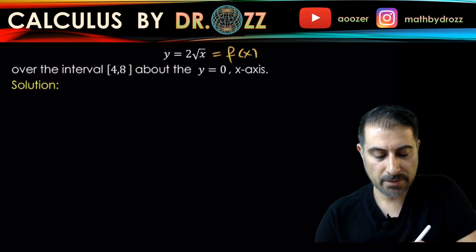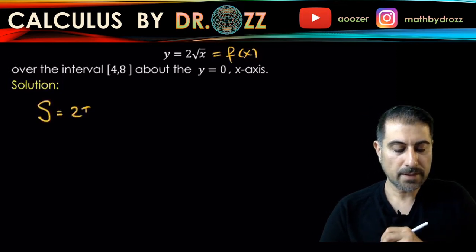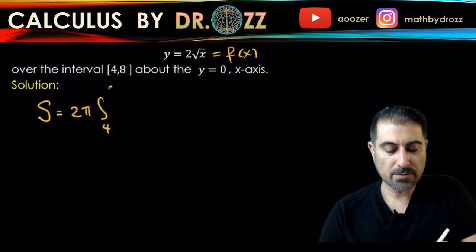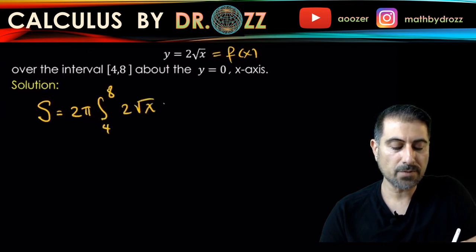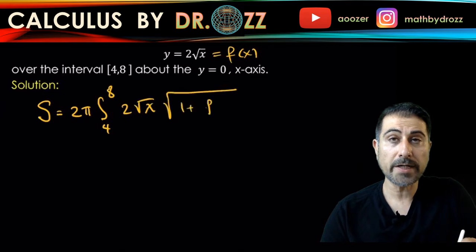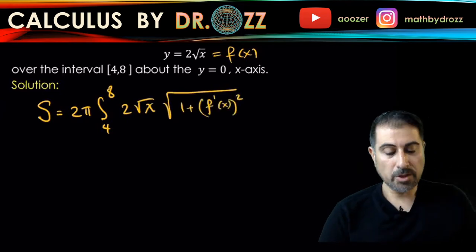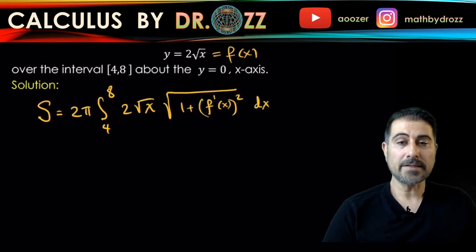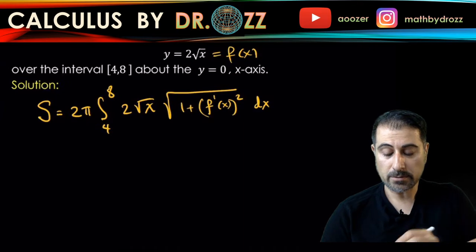So let me just write the surface area by capital S. So we have 2 pi integral from 4 to 8 of f of x, 2 radical x, times radical of 1 plus f prime of x quantity squared dx. So at this moment, go ahead and try to find f prime of x. Let me just do it right here, and I can erase that later.